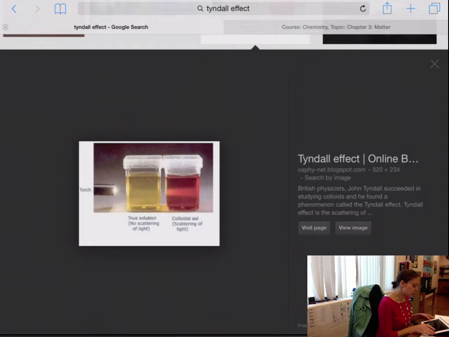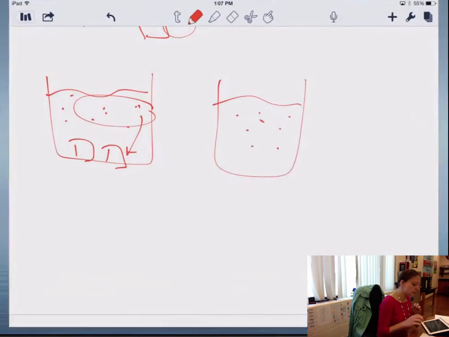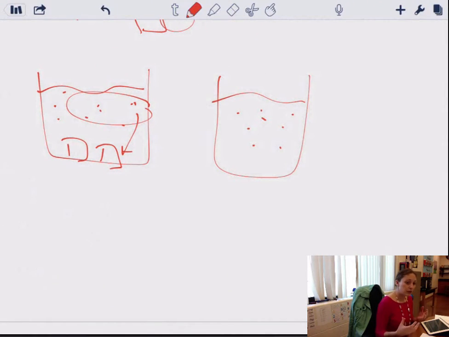So solutions, suspensions, and colloids are based on their different particle size. Suspensions have the biggest particles. Colloids have the ones in between. Solutions don't really have any particles that settle out because they're homogeneous. All right, so there are three types there.